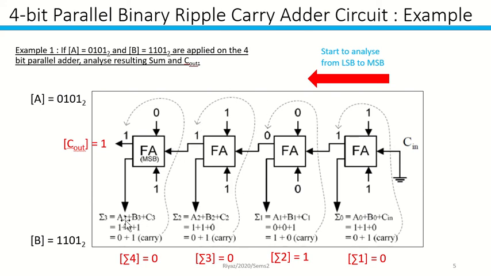So for this one, A plus B plus C3. Over here is 0.